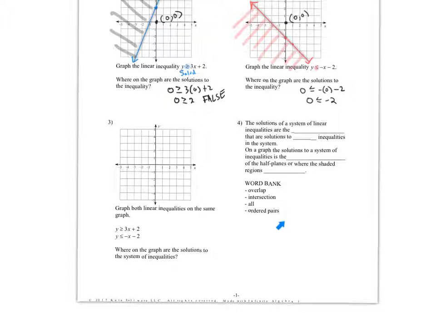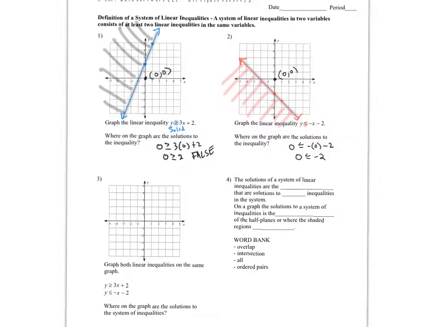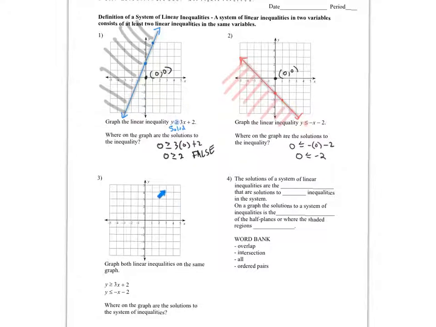We're going to take each one of these graphs and place it on this new system. Let me do this one in blue. We started at 2, and then we went up 3 over 1. This is the work that we already did. Let me graph my line. We already did all the hard work, and we decided we're shading everything that's above that line.